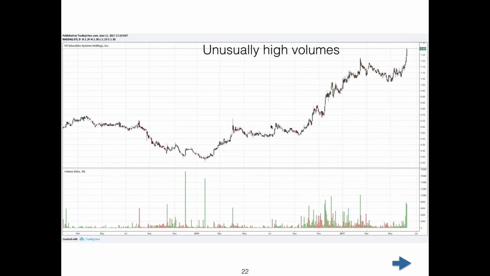Now let's look at another security. We have STI. Prior and during the parabolic move, we see unusually high volumes.